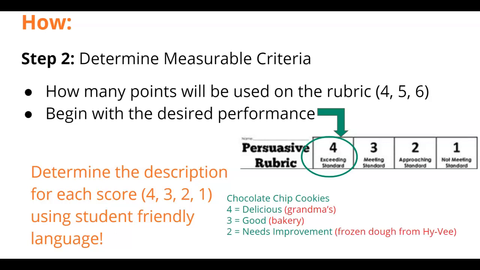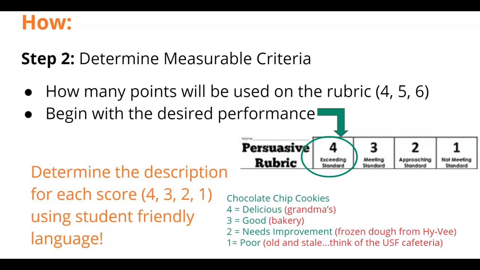A 2 would be a cookie that could use a little bit of improvement, right? This is a cookie that was maybe that frozen dough you buy from Hy-Vee. It had some taste of preservatives in it. Maybe not all of the cookies were equal in there, and so some were burnt and crispy and some are not fully baked. And a number 1 would be a poor cookie.